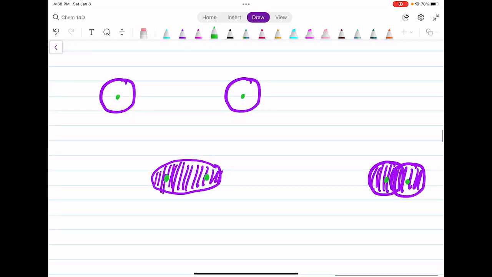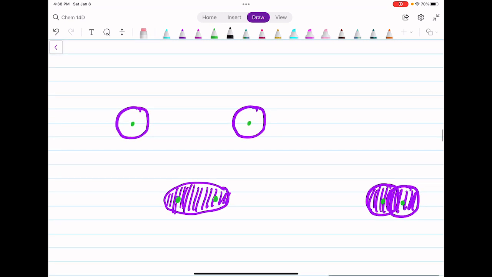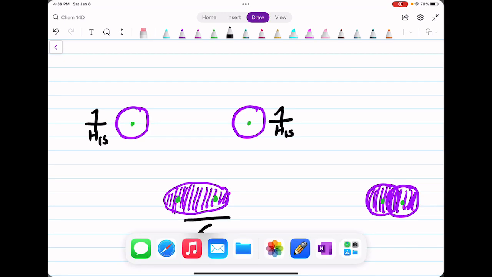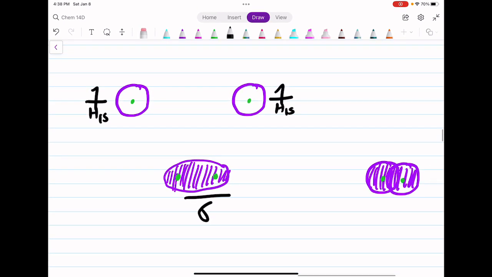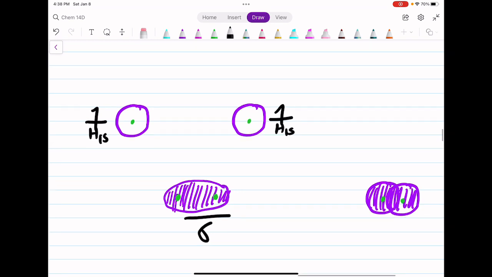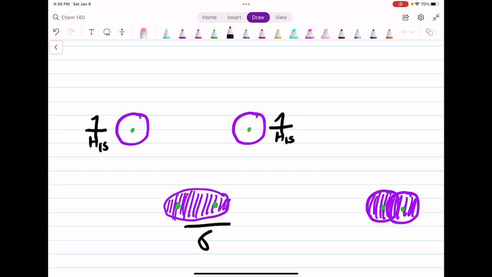Okay, so now what we see, why does this orbital go lower in energy? I'm trying to depict actual energy levels here with these drawings, with one being below or above and so on. So here's my hydrogen 1s with 1 electron. Here's my other hydrogen 1s with 1 electron. And then I have my sigma bonding molecular orbital here lower in energy. So why, just based on this drawing, is this one lower in energy?